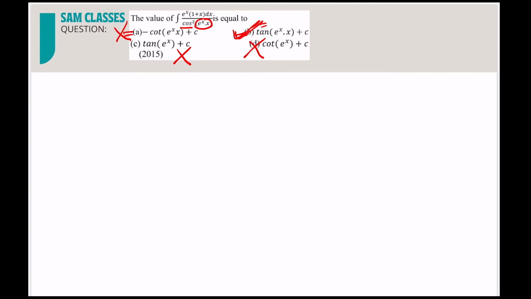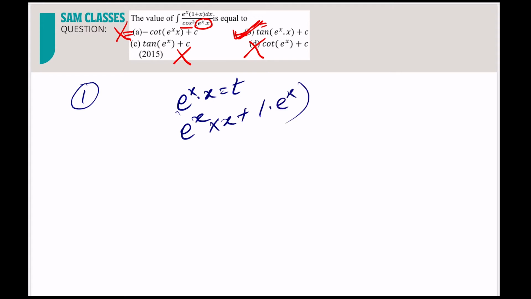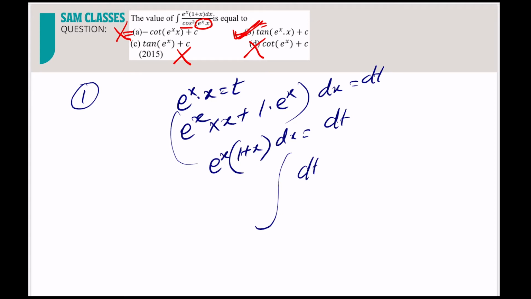See, so with a bit of analysis we'll be able to find the answer without solving. Now what if someone says, sir, we want to see how to solve it? So what do you do? The best and easiest method is to take e power x into x as t. Do UV. So e power x into x plus 1 into e power x dx is equal to dt. Now if you see, this is basically the numerator. So by judging directly, you can say this will be integration of dt by secant square x t. That's it. So now I think you got all the answers.